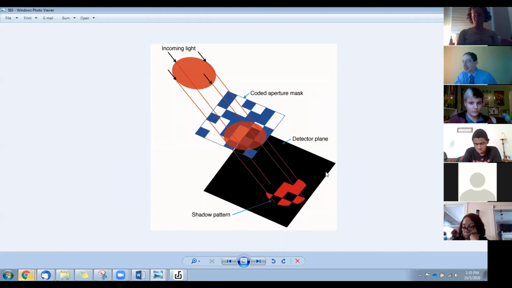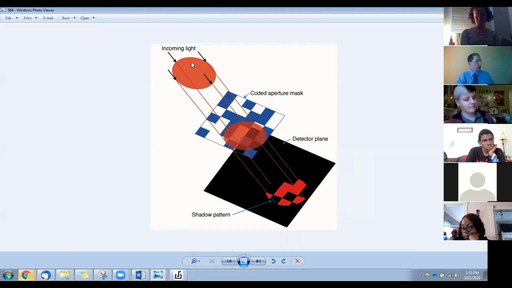It's like a CCD essentially. And you look at the shadow and say, oh, I recognize that pattern. That pattern corresponds to this part of the coded aperture mask. And so you can establish an angle and figure out where the light came from. So in this way, you can have some directional information for your incoming light and reconstruct a picture.